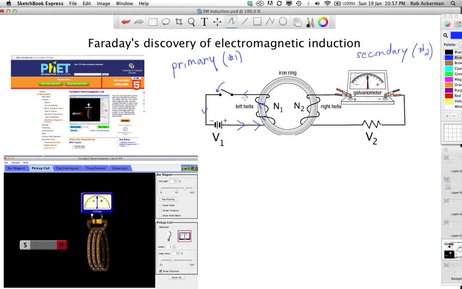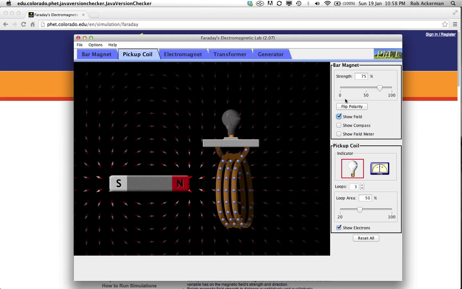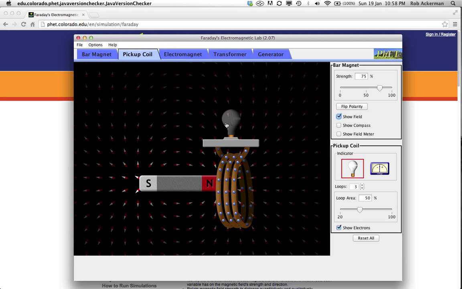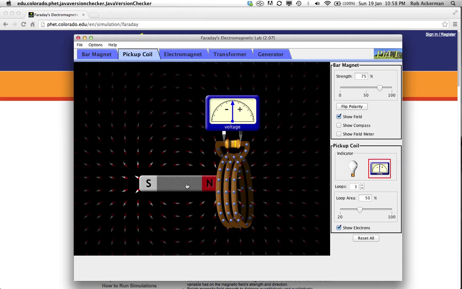But then after he keeps the switch closed for a moment, the needle here goes back to 0. So what is that all about? Well, let's go back to the simulation. If I just keep the magnet sitting there, nothing happens. If I move it, there will be light, but if I stop moving it, there's no more light. Or if you prefer, there's no more current, right? The needle only moves when the magnet is moving.